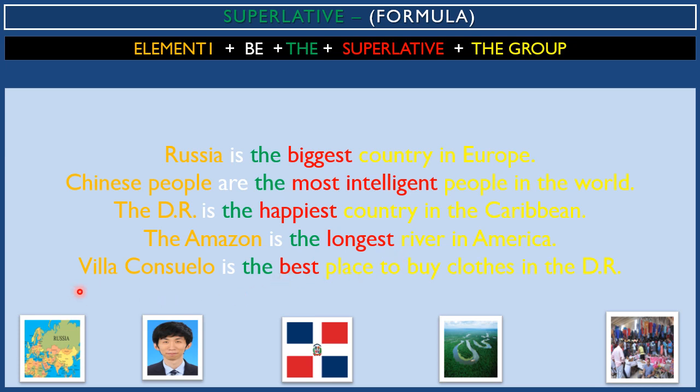And the last one, Villa Consuelo, is the best place to buy clothes in the Dominican Republic, or in the DR. In the Dominican Republic, we have a lot of different places to buy clothes, but Villa Consuelo is considered the best place to buy clothes because you can find good things and also they are cheap. That's why we say Villa Consuelo is the best place to buy clothes in the Dominican Republic. Remember, the superlative is used to say that one element in a group is superior to the rest, superior to the others.